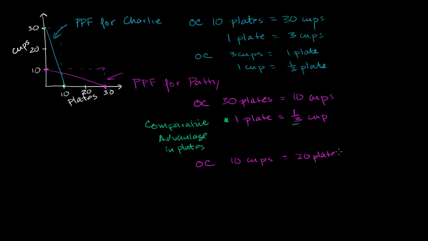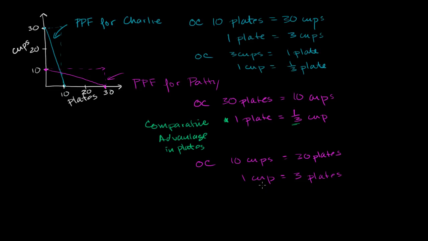30 plates. If you divide both sides by 10, the opportunity cost of 1 cup is equal to 3 plates. And obviously, and we've talked about this before, the opportunity cost of one incremental unit, that's the same thing as the marginal cost of a cup.